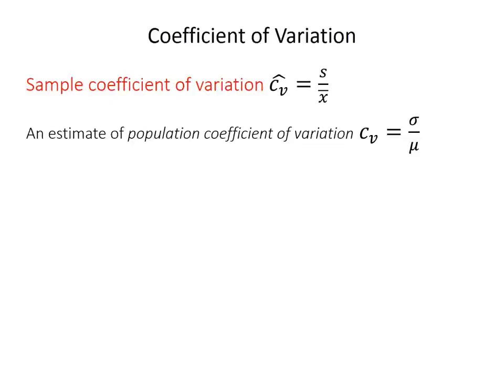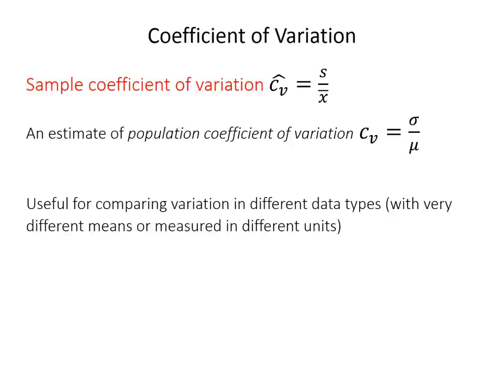Coefficient of variation isn't as widely used as standard deviation, but as I said, it can be very useful for comparing dispersion or variability if the two measurements are in different units, or if the means are very different, and if that difference is important. So this is where you would use coefficient of variation.